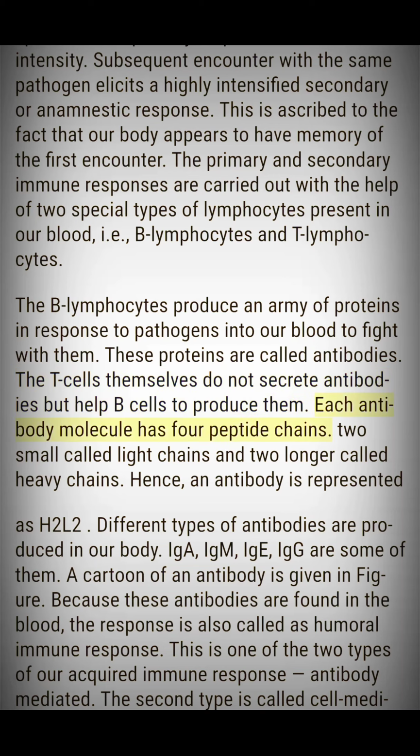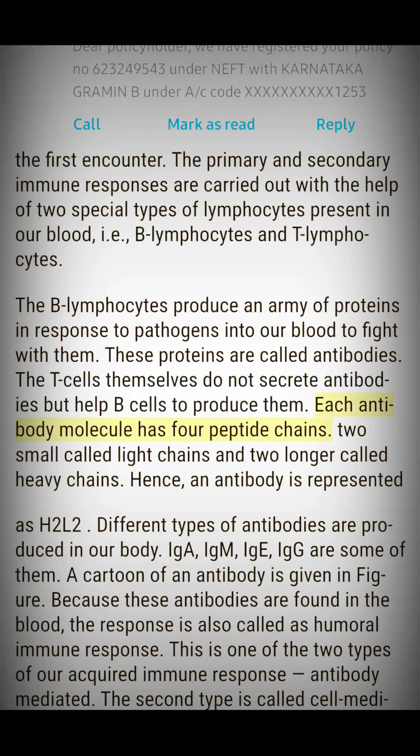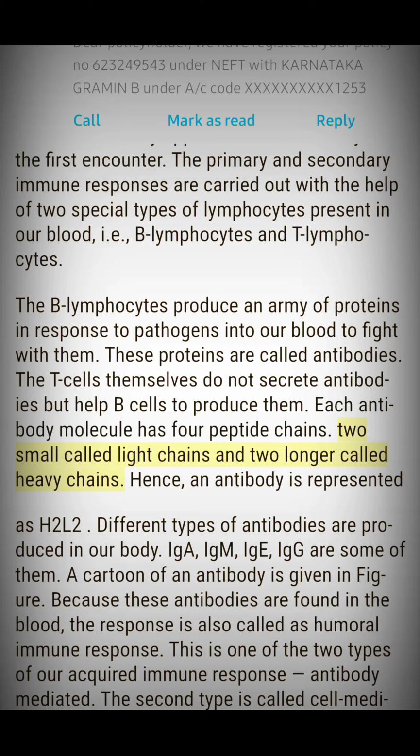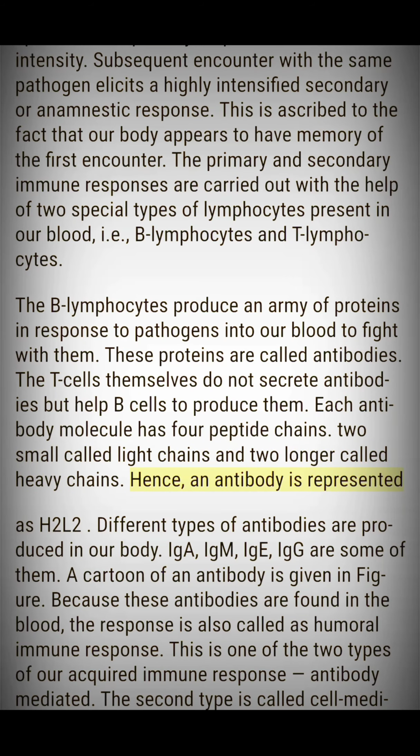Each antibody molecule has 4 peptide chains, 2 small called light chains and 2 longer called heavy chains. Hence, an antibody is represented as H2L2. Different types of antibodies are produced in our body, IgG, IgM, IgA, IgE are some of them. A cartoon of an antibody is given in the figure. Because these antibodies are found in the blood, this is called the humoral response.